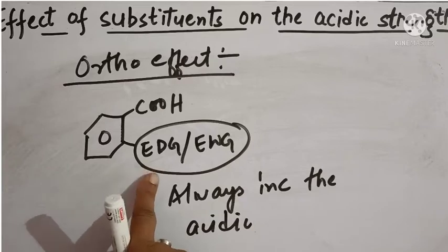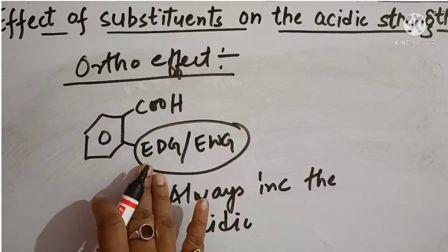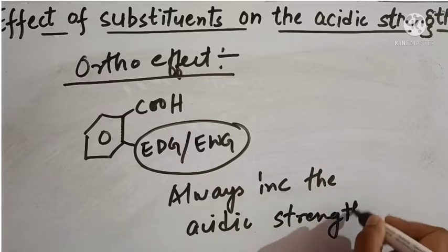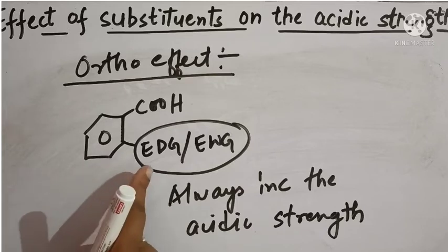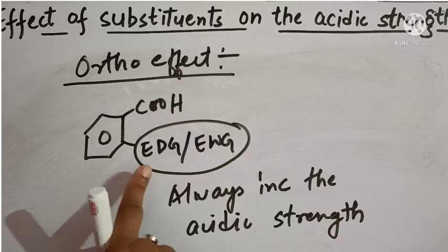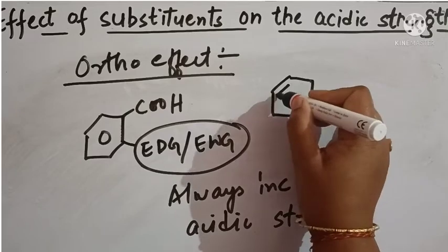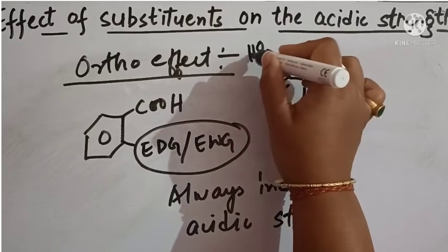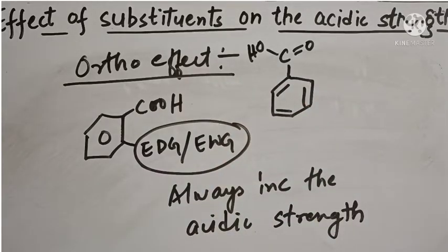The presence of either an electron withdrawing or donating group, irrespective of its type, will always increase the acidic strength. Why? That is because of the steric hindrance, or we can say steric inhibition of resonance. See, if I just write, in this case this carbon atom is sp2 hybridized because it is in the benzene ring.